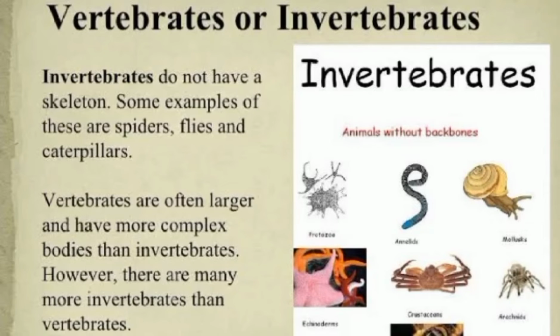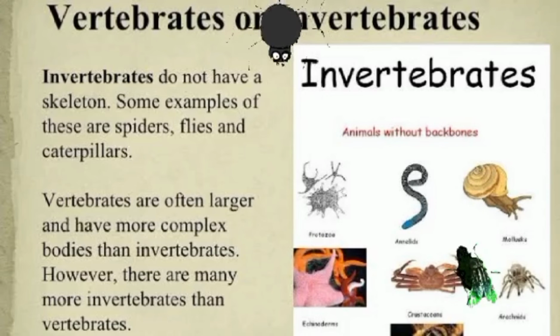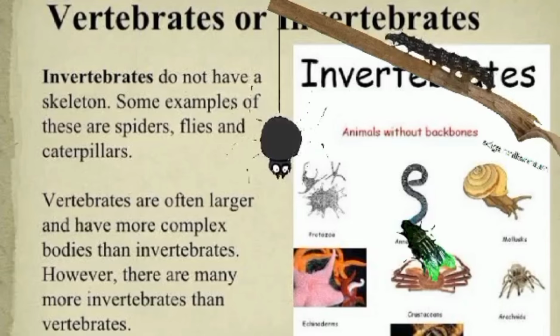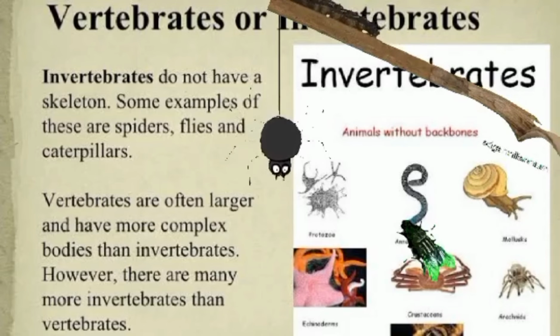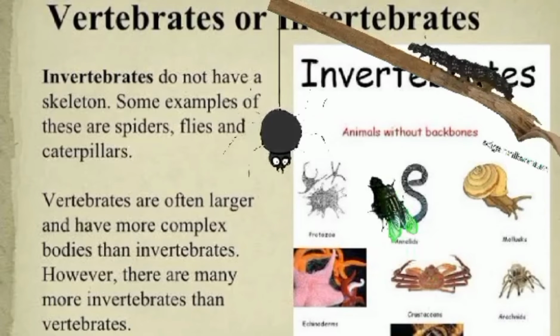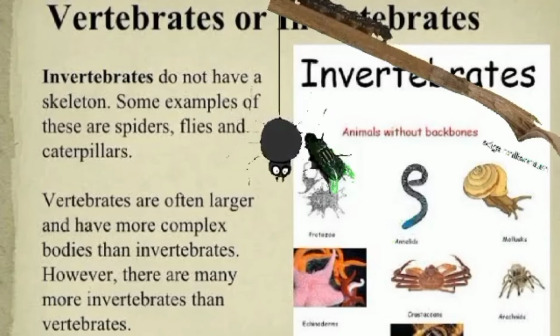Invertebrates do not have a skeleton. Some examples of these are spiders, flies, and caterpillars. Vertebrates are often larger and have more complex bodies than invertebrates. However, there are many more invertebrates than vertebrates.